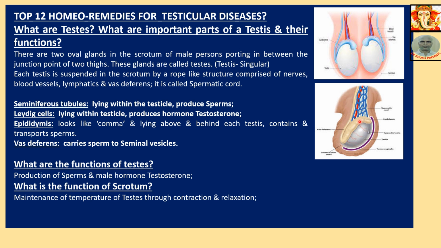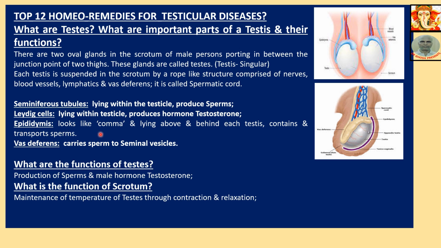For want of space, I didn't have scope to show all the pictures. If you're interested, you can go to the internet and just write down what are seminiferous tubules. You will get everything. Lying within the testicle, they produce sperm. It is doing the most important work. It produces sperm. Leydig cells lying in the testicle also produce the hormone testosterone.